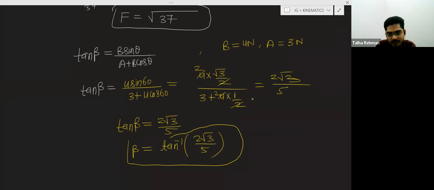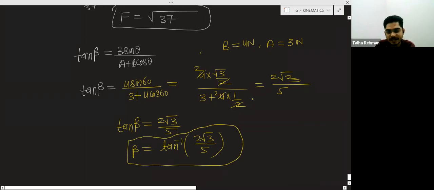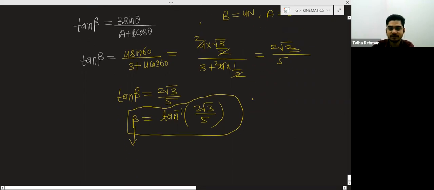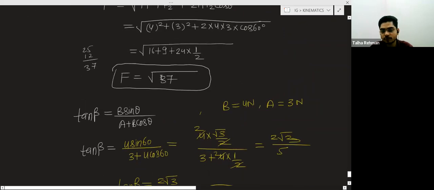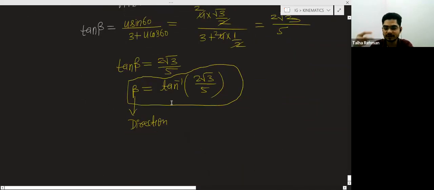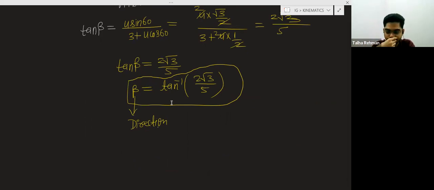And tell me, Shafuddin, what is beta indicating? This beta is indicating the direction. This is the magnitude of the force, and this is the direction of the force. And for defining the vector, two things are required: direction as well as the magnitude. Got it?